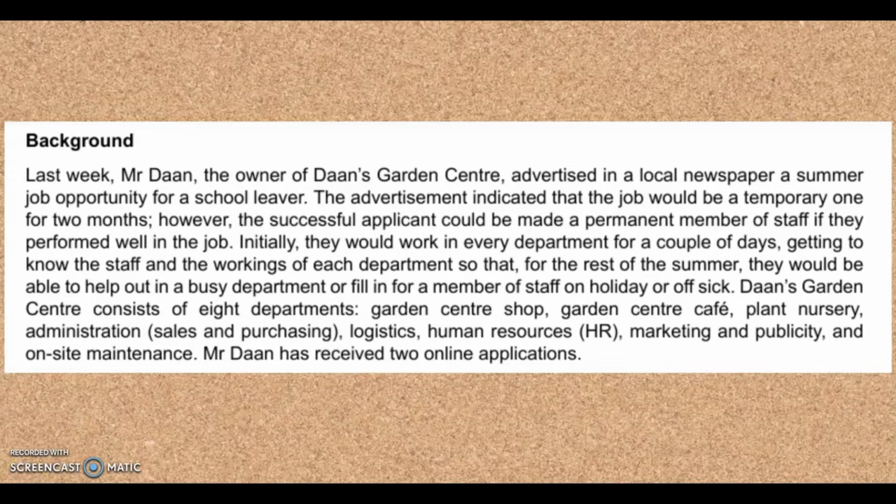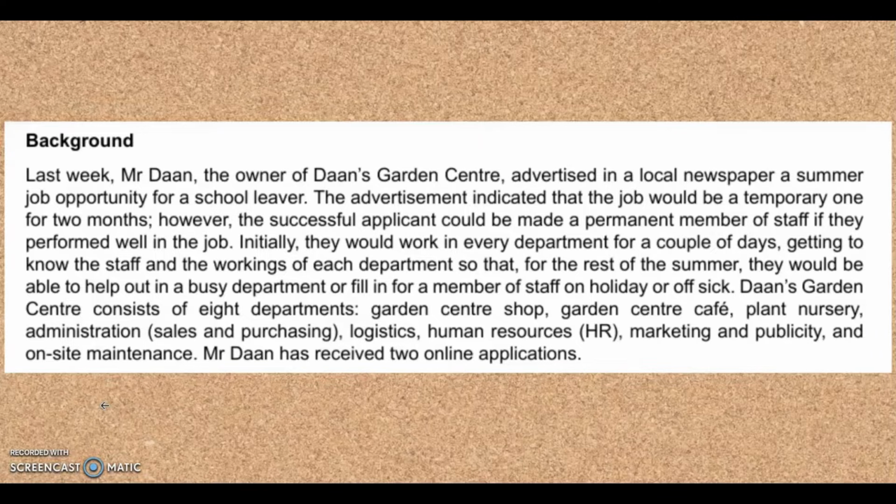Since we highlight all the points relevant to Davido, let me check in the background information if we have something related to Davido. Last week, Mr. Don, the owner of Don's Garden Center, advertised in a local newspaper a summer job opportunity for a school leaver. The advertisement indicated that the job would be a temporary one for 2 months. However, the successful applicant could be made a permanent member of staff if they performed well in the job. Initially, they would work in every department for a couple of days, getting to know the staff and the working of each department, so that the rest of the summer they would be able to help out in a busy department or fill in for a summer of staff or holidays or off sick.